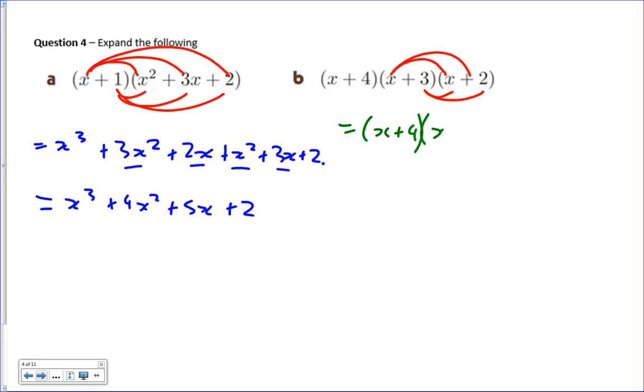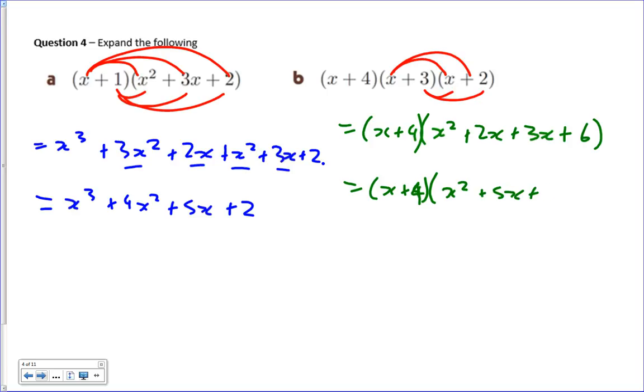So first, that's going to give me x squared plus 2x plus 3x plus 6. Just to simplify that, x plus 4, haven't done anything with that yet, so we'll leave it as x plus 4. So it's going to be x squared plus 5x plus 6.